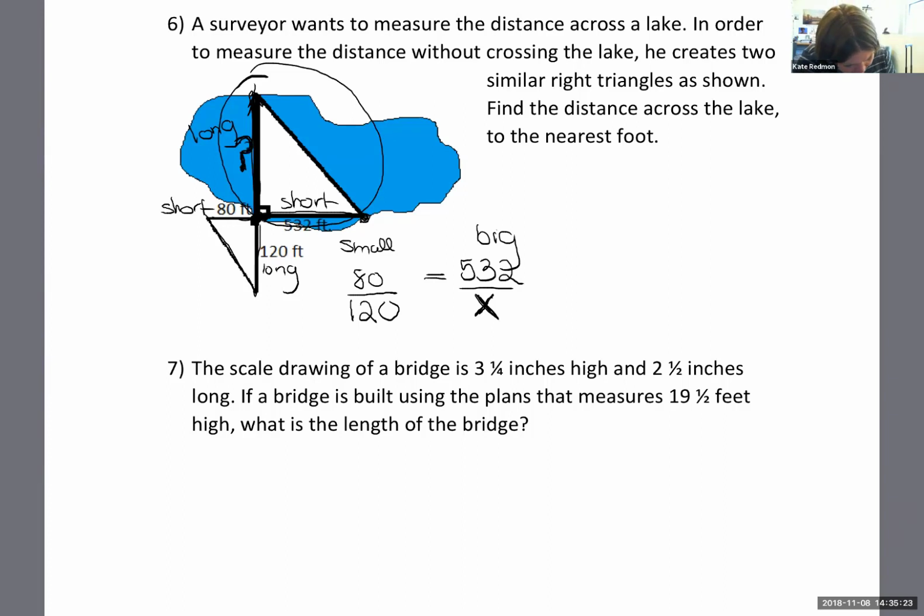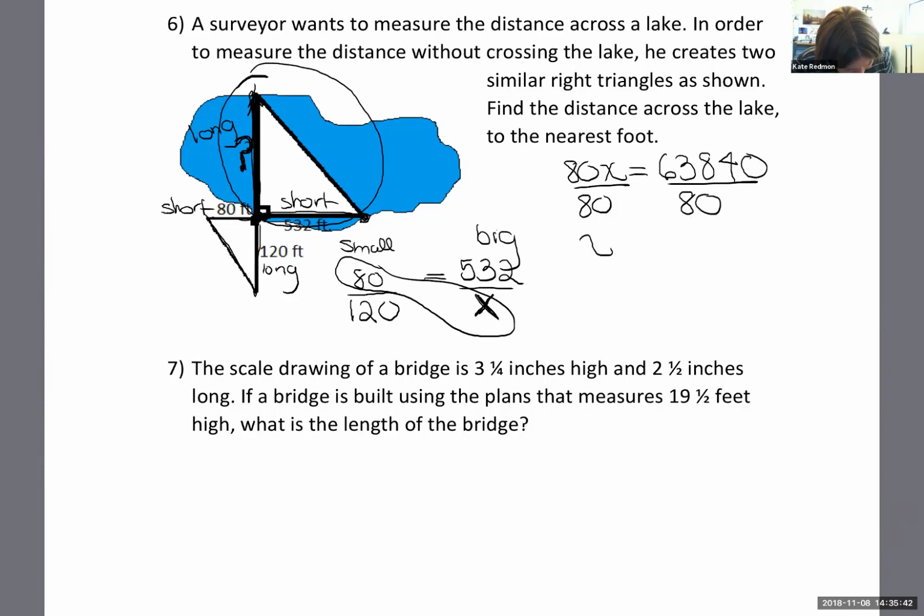Let's multiply through to solve. 80 times x is 80x. 532 times 120 is not something I'm trying to do in my head. 63,840. Divide by 80 to solve. And x is equal to 798.